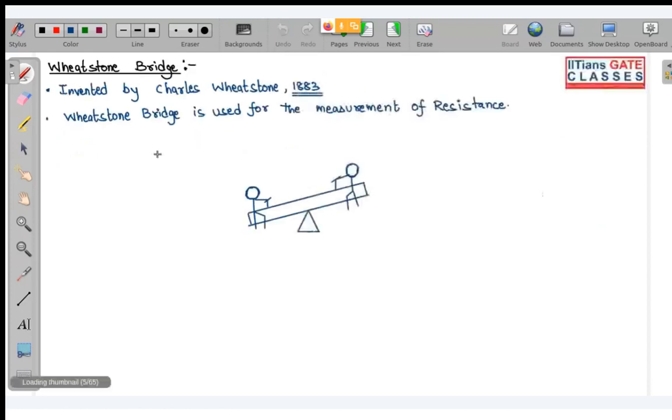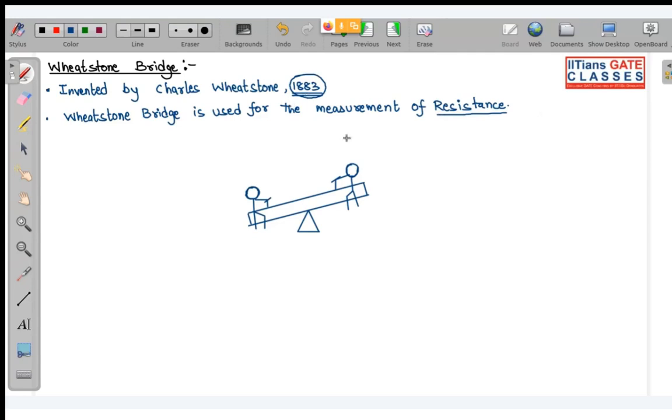Okay. So next, the first thing that we have is your Wheatstone bridge. It was invented by Charles Wheatstone in 1883. The basic Wheatstone bridge was used for the measurement of resistance. So basically, what was the motivation for your Wheatstone bridge?